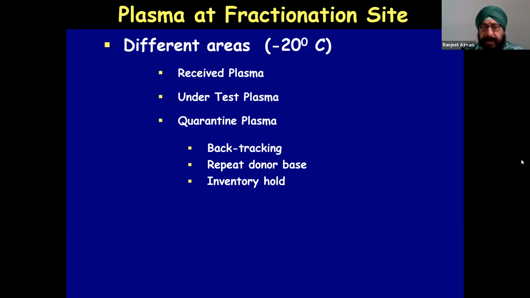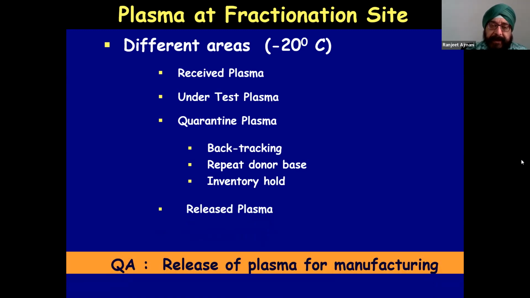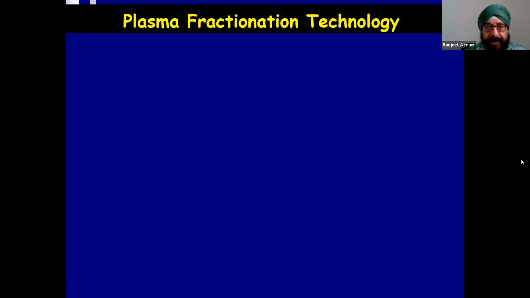This quarantine concept of plasma itself can be the topic of an entire webinar, because it's a very important concept considering the vulnerability of safety of plasma products. Then this plasma is released if it meets all the criteria of the company, and the quality assurance department of the particular fractionation company releases the plasma for fractionation. Right? Now you have plasma available with you.